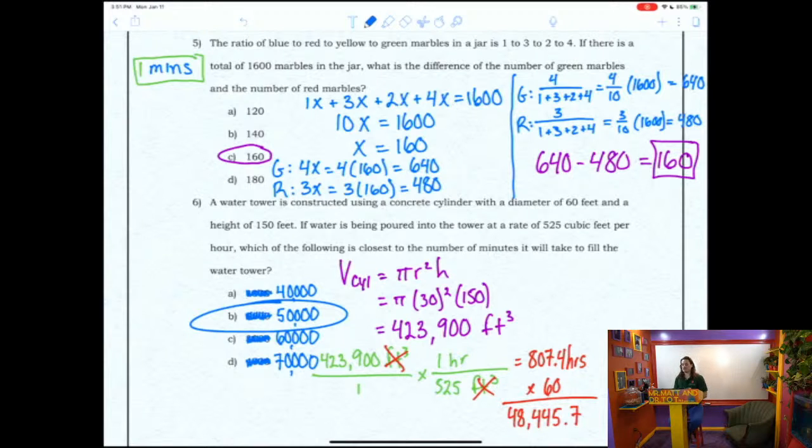For number 6, I apologize. I changed all the answers and then I left off a 0. So they were supposed to be 40,000, 50,000, 60,000, and 70,000. But hopefully you just went ahead and solved as a grid-in, so I do apologize in advance.